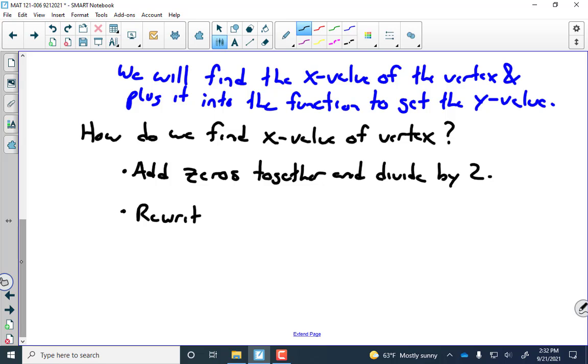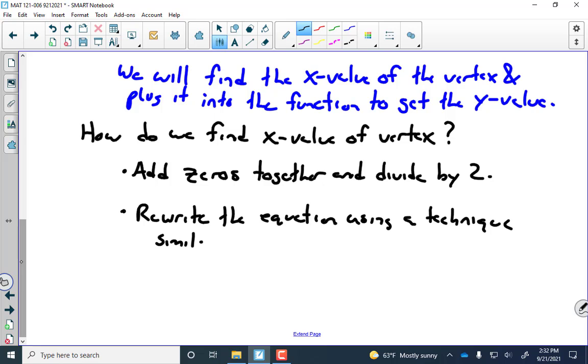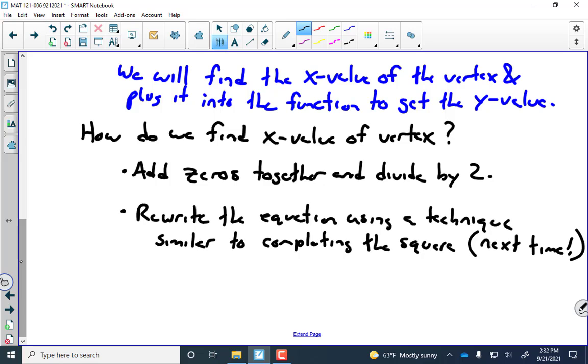You can rewrite the equation using a technique similar to completing the square. That's harder, and we don't know that one yet. That's something I'm going to tell you about next time, but we don't know that technique yet. So that's not really the best technique to rely on right now, but there is a way to rewrite the equation so you can tell where the vertex is.